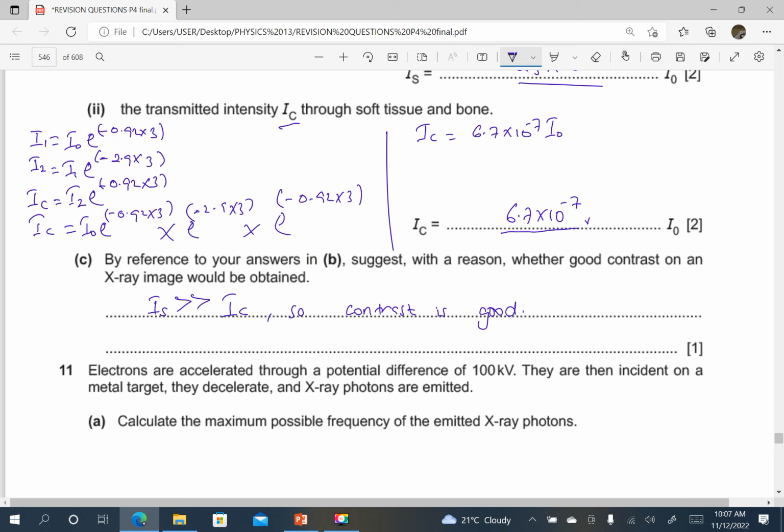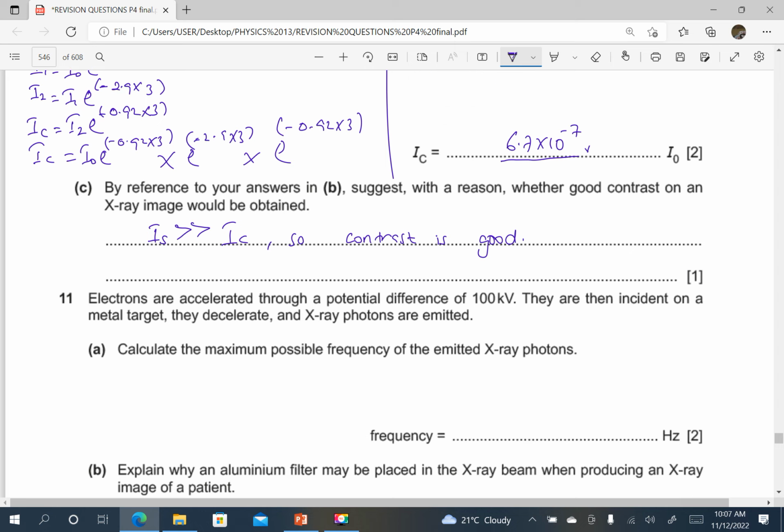But we don't have any information about the sharpness, so we can't talk about sharpness there.